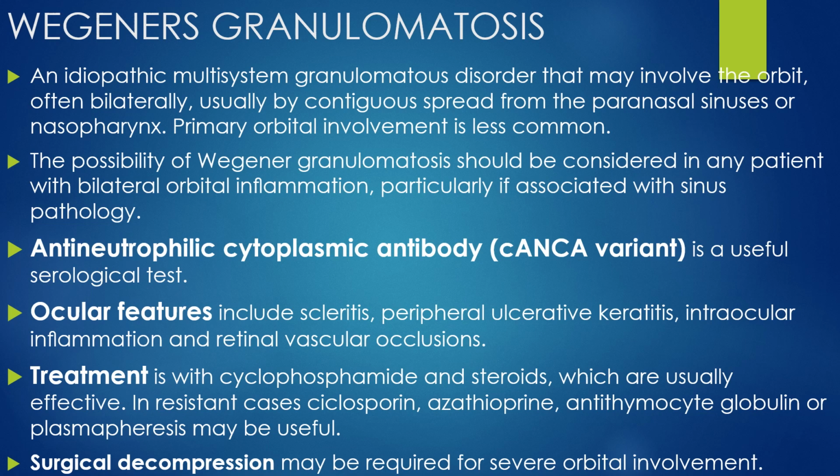Anti-neutrophilic cytoplasmic antibody is a useful serological test. Ocular features include scleritis, peripheral ulcerative keratitis, intraocular inflammation, and retinal vascular occlusions. Treatment is with cyclophosphamide and steroids, which are usually effective. In resistant cases, cyclosporin, azathioprine, antithymocyte globulin, or plasmapheresis may be useful. Surgical decompression may be required for severe orbital involvement.